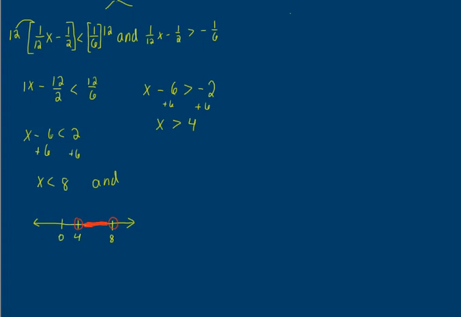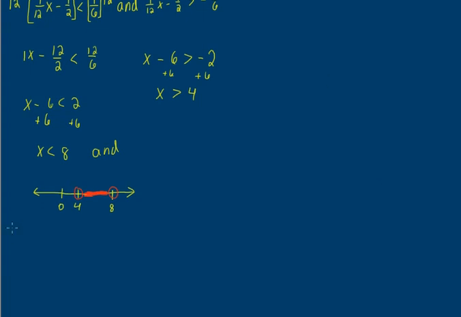Okay, now for the actual answer to our question, a verbal description would be: x is less than 8, and this is important, the "and", x is greater than 4.